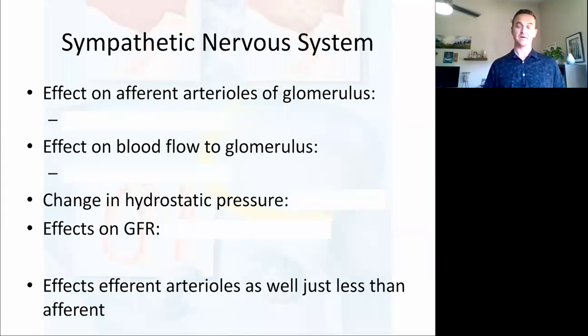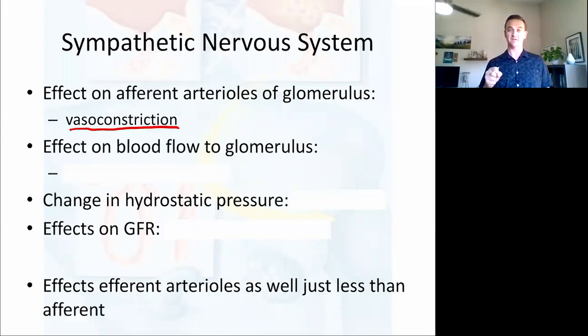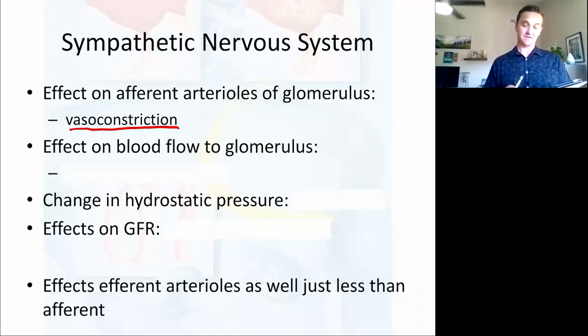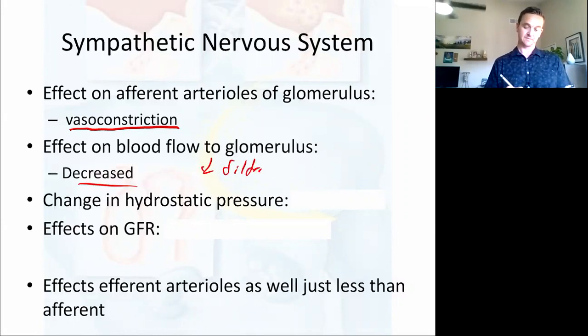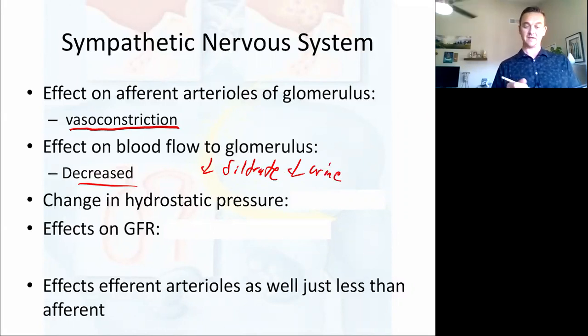Sympathetic nervous system is definitely a part of this, and its effect on the afferent arterioles of the glomerulus is vasoconstriction. Okay, more sympathetic nervous system activity means we're stressed out, we want to hold on to as much water as we can, right? We don't want to let water go, so we want to send less blood into the glomerulus because we want to decrease the amount of urine, right? And that's what we see there. So the effects on blood flow of the glomerulus is decreased, which would decrease filtrate, right? Decrease urine.